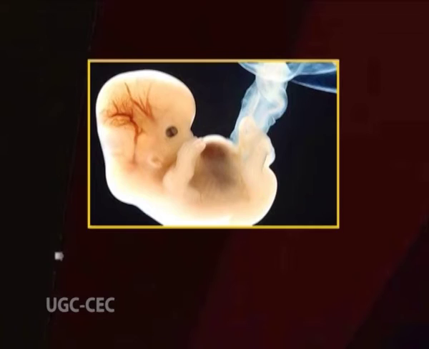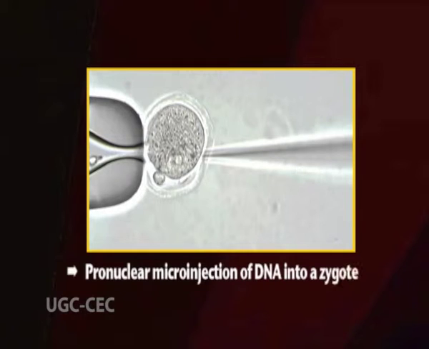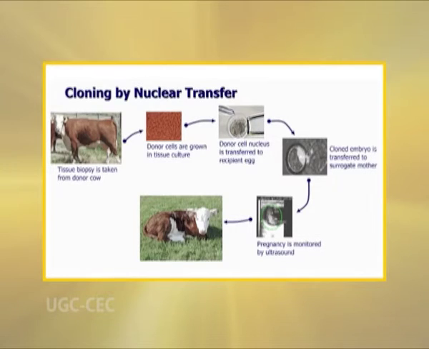Three different methods are routinely used to generate transgenic mice. These are: number 1, transfection of early embryos with recombinant retroviruses carrying the gene of interest. Number 2, pronuclear microinjection of DNA into a zygote. And number 3, gene transfer into pluripotent embryonic stem cells originally isolated from the inner cell mass of a blastocyst. In addition to these methods, the technique of nuclear transfer is sometimes associated with the transgenesis protocol. Now let us discuss some of these methods in detail.